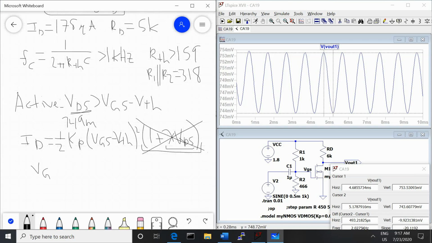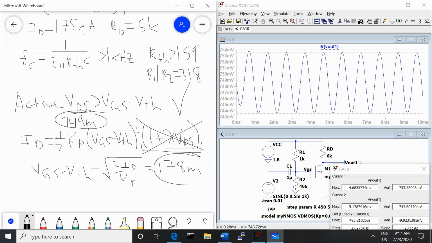So we can solve this for VGS minus VTH. That equals the square root of 2ID over Kp. And that equals 178 millivolts. So our active condition says that 178 millivolts needs to be less than 749 millivolts, which it is. So we are in active.